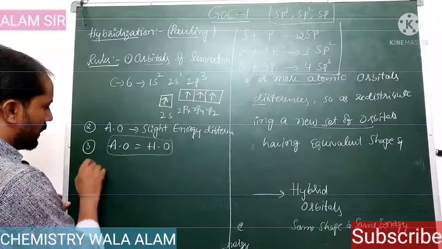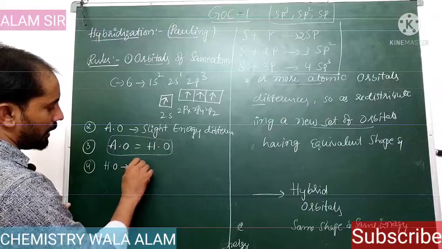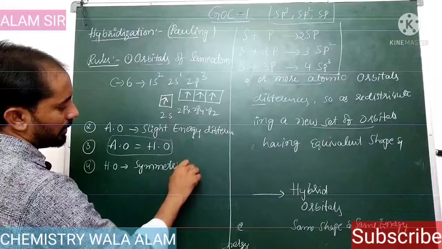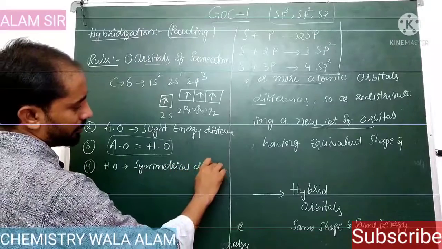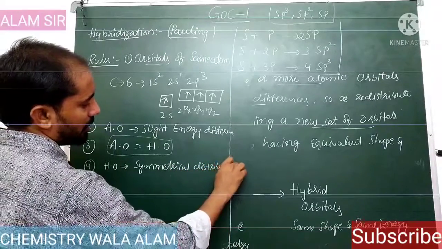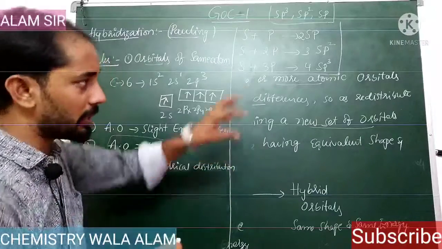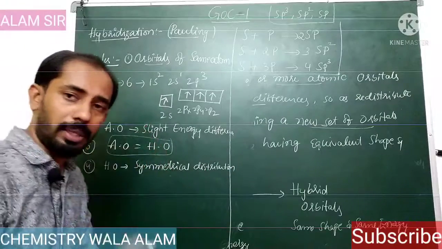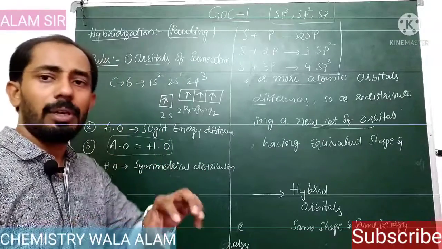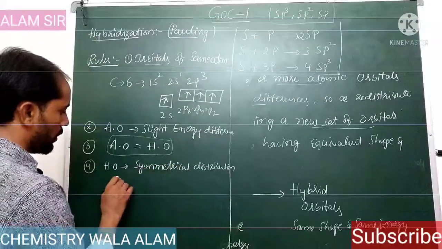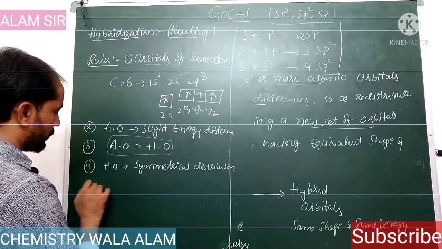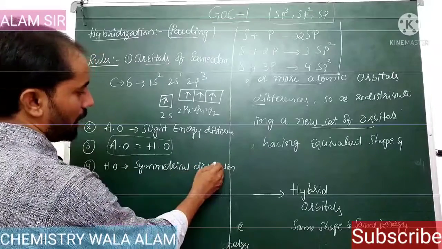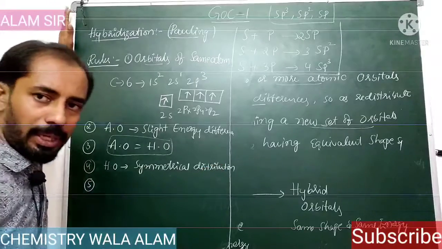So the next point is that these hybrid orbitals are arranged in a symmetrical distribution. Symmetrically they can be arranged. The hybrid orbitals around the central atom should move as far apart as possible to minimize repulsions, and when the repulsions are minimized we get stability. So to minimize the repulsions, they are arranged symmetrically around the central atom.